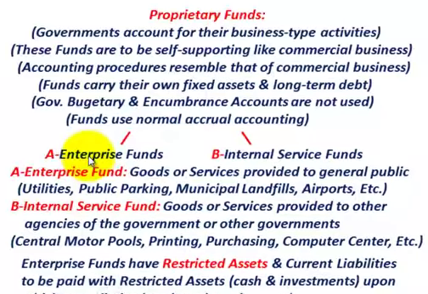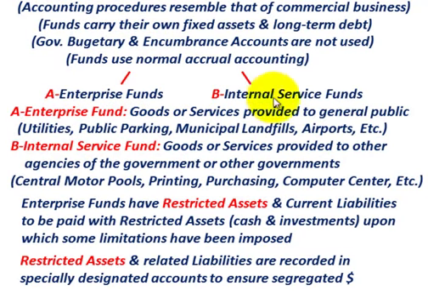Okay, so we have these two funds: the enterprise fund and your internal service fund. The enterprise fund is going to account for the goods or services provided to the general public, like electric utilities, water utilities, and so forth, maybe public parking, municipal landfills, airports, and so forth. Any goods or services provided to the general public are going to be set up in an enterprise fund. So you'd have an enterprise fund for each one of your utilities, and each one would get its own separate enterprise fund.